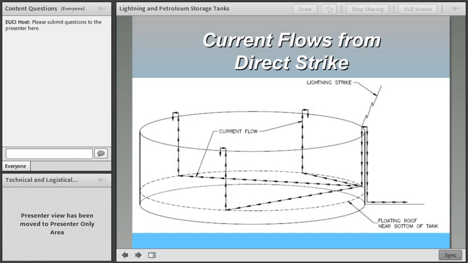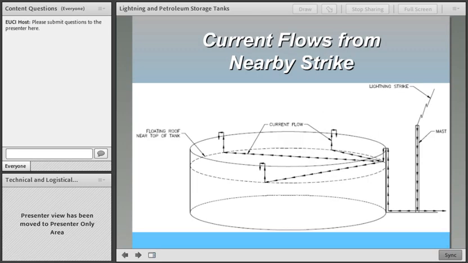So a key point is that lightning doesn't always take the path of least resistance. The correct way to look at it is that lightning takes all paths to ground, and the amount of current is inversely proportional to the resistance of that particular path. So a path with less resistance will have more current traveling through it. However, all paths will be energized to some extent.